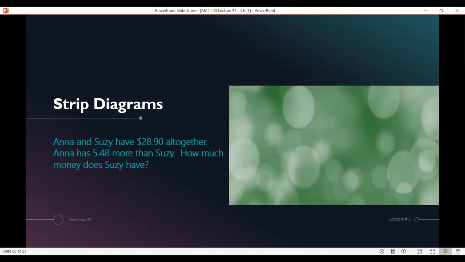Then we have an addition question. We have two girls that have money together, Anna and Susie, have $28.90 all together. Anna has $5.48 more than Susie. How much money does Susie have?